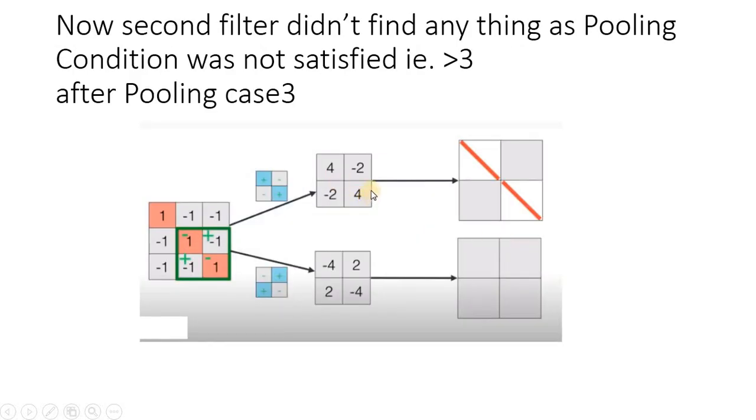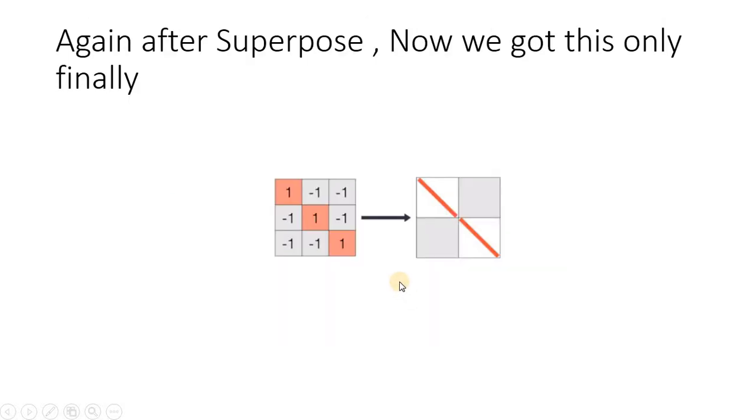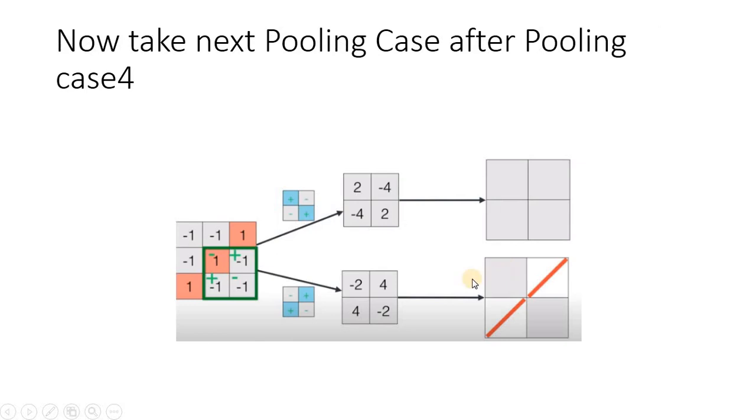Now take the next case. In this particular case, it is a little different. See that in the first operation you got 4, minus 2, minus 2, 4. So it's greater than 3, so you got an edge here and an edge here. And in this particular case you see that all 4 are blank, though you are getting a positive number here. This is because the condition is greater than 3. Only if it is greater than 3 will an edge be detected in the pooling. Now superpose, and you get this.